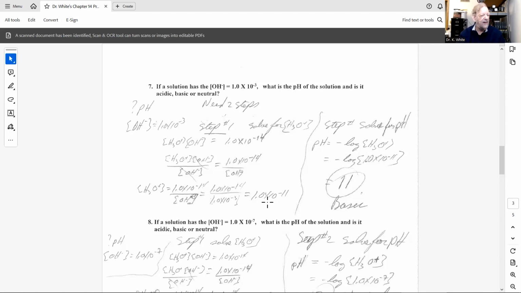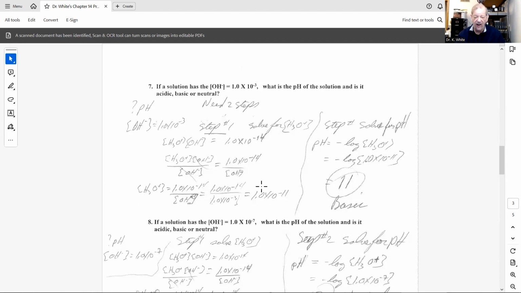Are we done? No. What we have is the H3O plus concentration. Brackets mean concentration. But we're being asked to do the pH. So now we have to do step 2, solve for pH. pH is minus the log of the hydronium ion concentration. That's in important information, quiz 6.